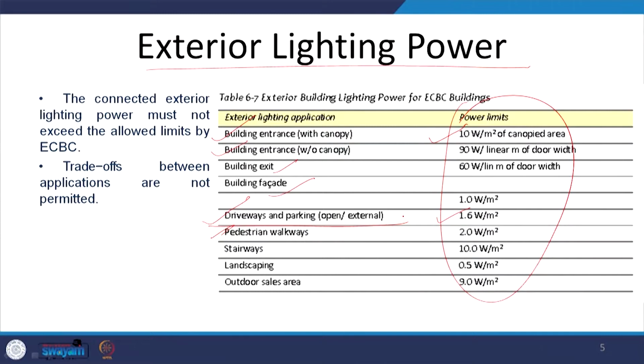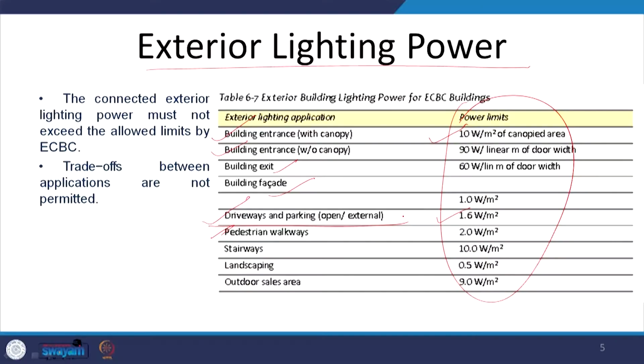And just as the compliance for interior lighting is shown, we will show the compliance for the exterior lighting based upon the total area of, say, the driveway or the parking, and the wattage, the power consumed to light up the entire driveway and parking, and calculating the LPD. So, again we have to meet the LPD requirement, the lighting power requirement for each of the spaces in the exterior of the building to comply with the exterior lighting power requirement as per ECBC.